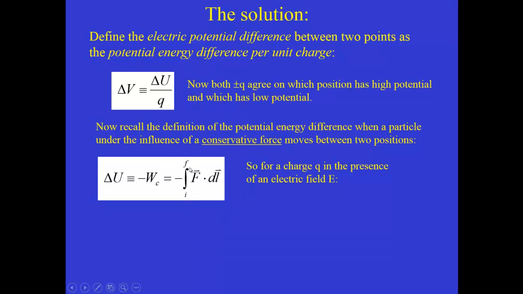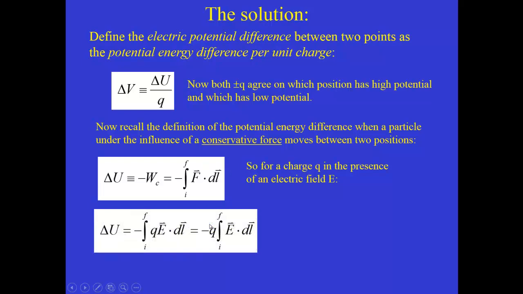So now we know if we have a charge Q in the presence of an electric field E, that this F can be replaced with Q times E. So if we do that here, we then realize, well, the Q is a constant. It doesn't change along the path, so it can come outside the integral. And now we have delta U is equal to minus Q times this integral, and we see from the definition up above that in order for the definition to be true, this integral, with the minus sign, must be the quantity delta V.